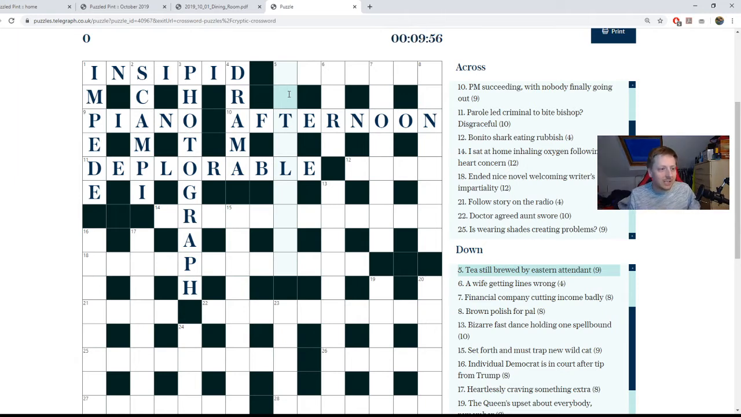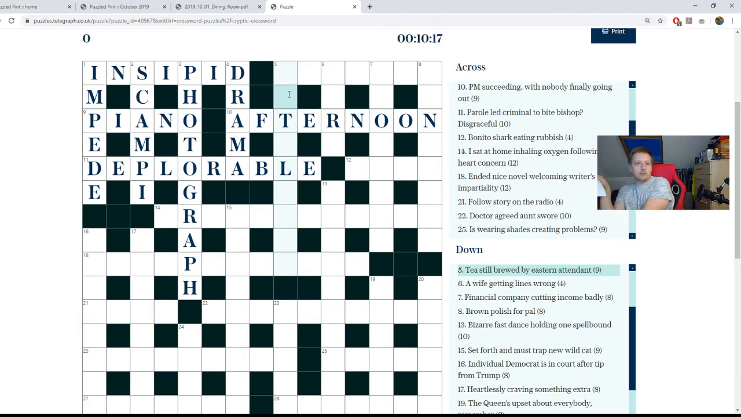5 down. Tea still brewed by Eastern attendant. Tea still brewed by Eastern attendant. Okay, I'm going to need my anagram. Yes, Foxy, that's exactly what was going on and what I was not spotting. I have lost my wodge of paper. There's my wodge of paper.